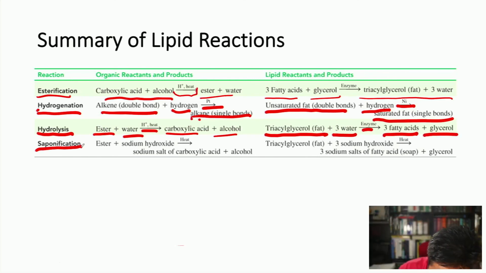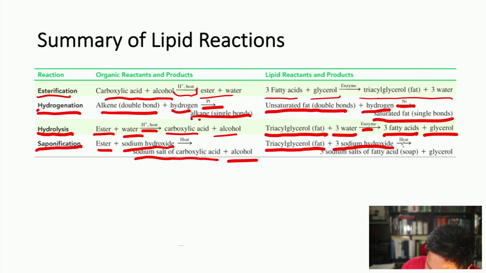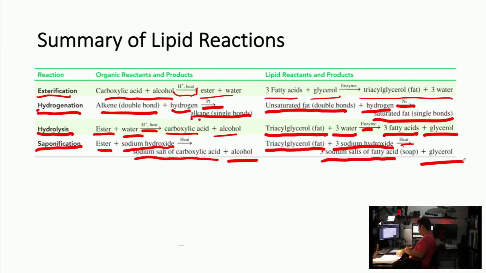And then saponification. The ester plus sodium hydroxide will give you a sodium salt of the carboxylic acid plus alcohol. If you recall that from the previous lecture, all right? Same thing can happen here with fats and fatty lipids. You have a triacylglycerol here, added to 3 sodium hydroxides, heat, and you get the sodium salt of the fatty acid, which is a soap, and glycerol. Good stuff. So keep that chart in mind.